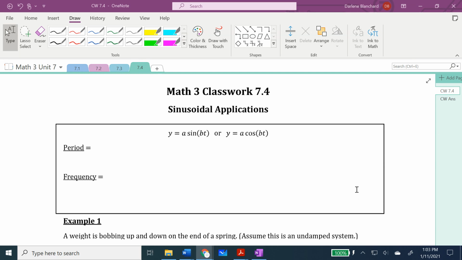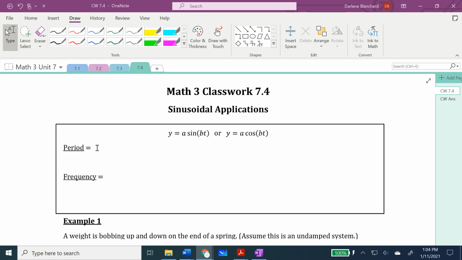Okay, technology finally working. Classwork 7.4. I love the word sinusoidal. Anyway, sinusoidal applications. And this is working only with multiplication or division inside the function or outside the function, with the way that I have these two y values written, just to point that out.